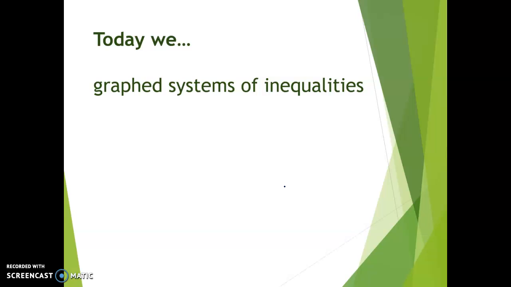Today we graphed systems of inequalities, and we discovered that the shaded area where our two inequalities intersect is the solution to our system. If you need some help graphing inequalities, if you've forgotten how to do it on a number line or on a Cartesian plane, make sure you ask me for help next class.